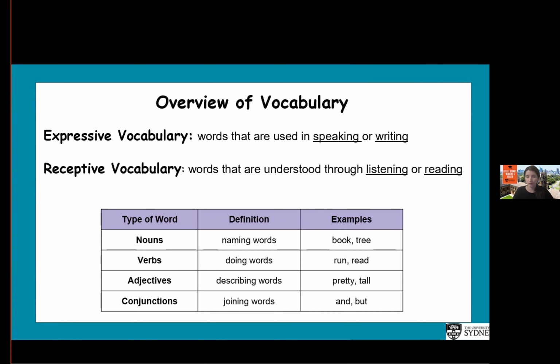Vocabulary is made up of groups of words, which include nouns, verbs, adjectives, conjunctions, and more. And there are a few examples of each on the screen. Understanding the meaning of a range of these words has a lot of benefits for school-age students.